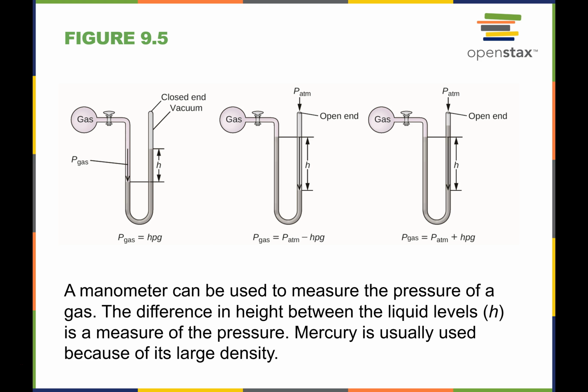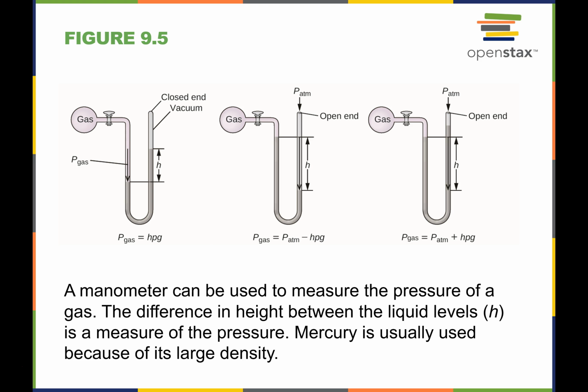Can you see where actually, again, it's open to the atmosphere, but it looks like it's blowing instead of sucking? Because you can see the mercury is displaced up. So in this case, the pressure of your gas is greater than the atmospheric pressure.